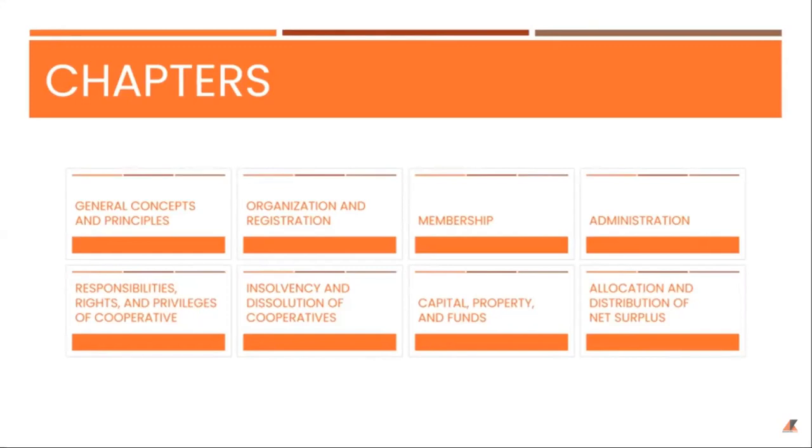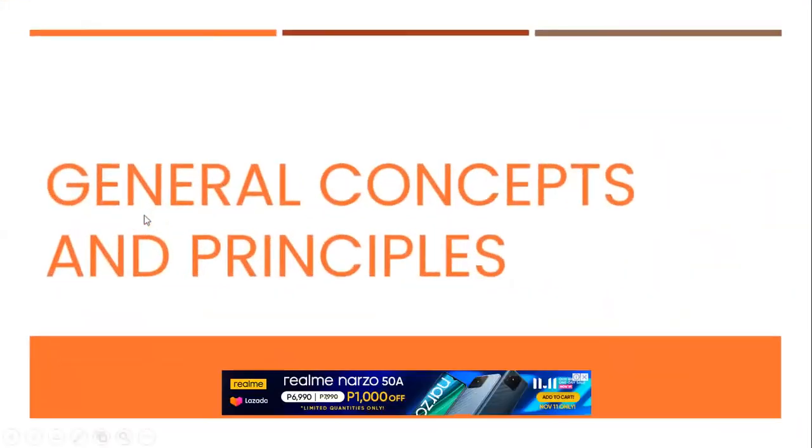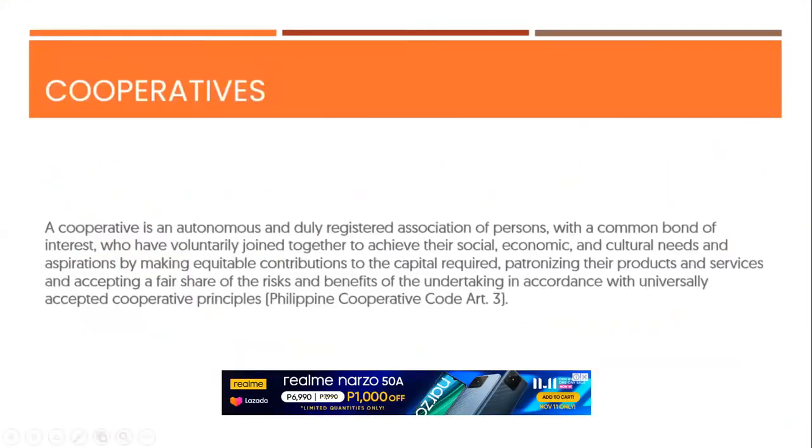So, we will start with the first chapter, which is the general concepts and principles of a cooperative. So, let's move on. Under this chapter, let's first define what a cooperative means. So, what does cooperative mean?